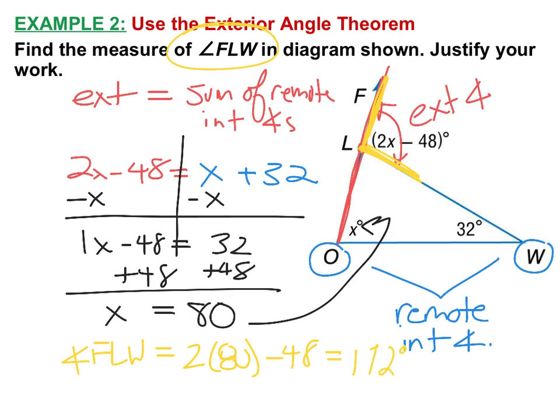We can check ourselves. Is the measure of x, which is 80, plus 32 equal to 112? On your calculator, 80 plus 32 is 112, and we know we are correct by checking our answers.